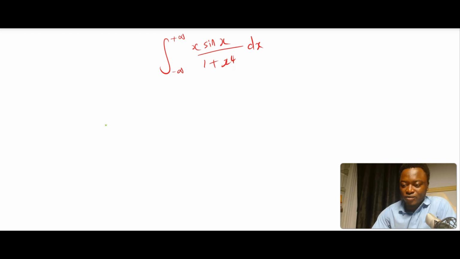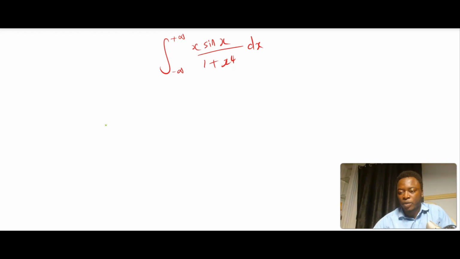So today in this video we are required to compute this beautiful integral: the integral from negative infinity to positive infinity of x sine of x divided by 1 plus x to the fourth dx. So let's get right onto it. How do we evaluate this?